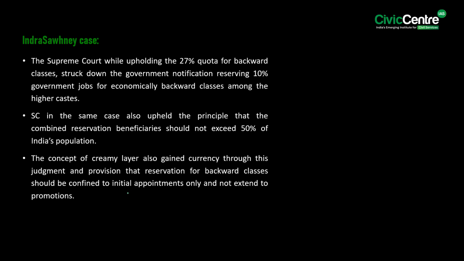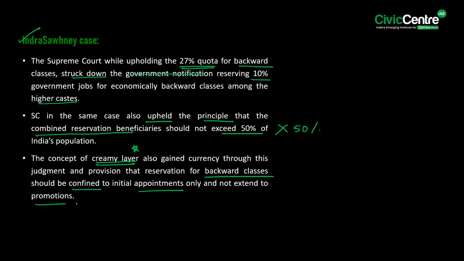Now, talking about the Indra Sawhney and others versus the Union of India case of 1992, the Supreme Court, while upholding the 27% quota for the backward classes, struck down the government notification reserving 10% government jobs for economically backward classes among the higher castes. Furthermore, the Supreme Court in the same case also upheld the principle that combined reservation beneficiaries should not exceed 50% of India's population. Significantly, the concept of creamy layer also gained currency through this judgment, and the provision that the reservation for the backward classes should be confined to initial appointments only and not extend to promotions.